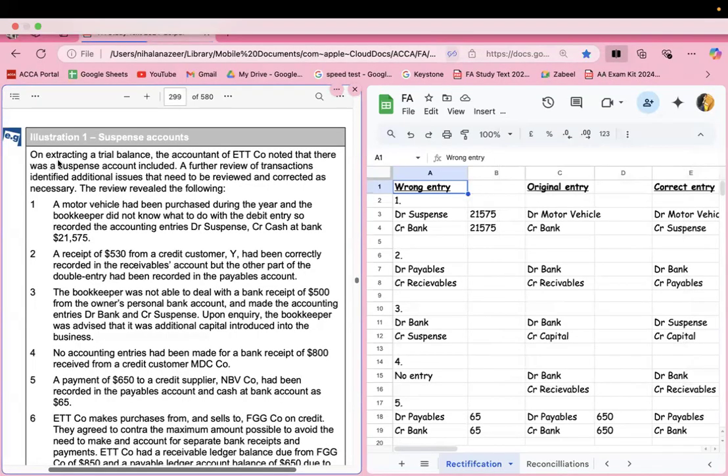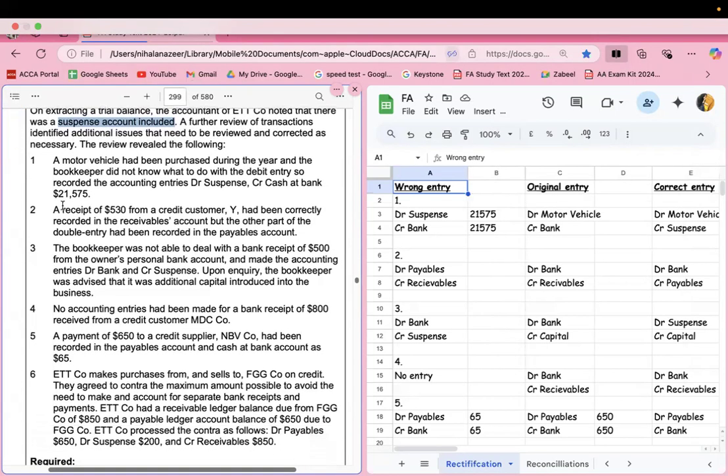Question. On extracting the trial balance, the accountant of ETT company noted that there was a suspense account included. That means the trial balance had some error and didn't get tallied, and it got a suspense account automatically, right? Further review of transactions identified additional issues that need to be reviewed and corrected as necessary. The review revealed the following. So these are the errors that have been accounted for.